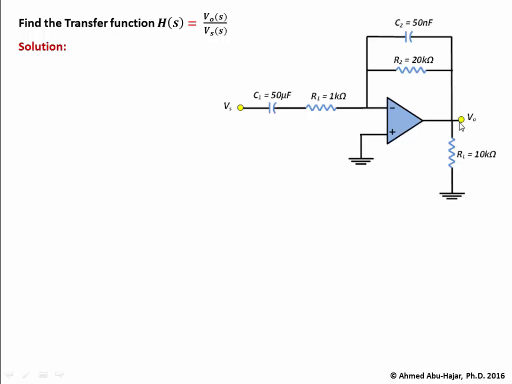And of course, at the output of the op-amp, we have the load resistance, and here we have a 10 kilo ohm. Because the non-inverting input is grounded, this amplifier becomes an inverting amplifier. And we know that the gain of this amplifier is going to be negative Z2 over Z1.